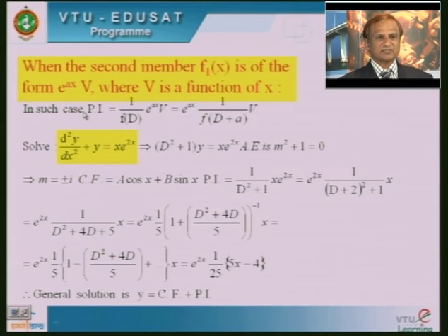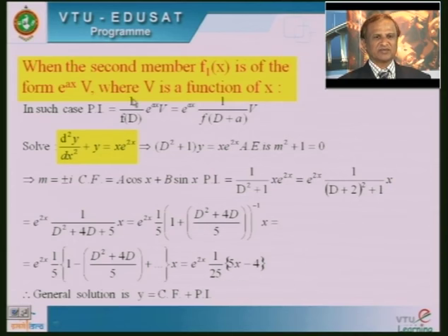Friends, we want to move into another type, namely when the second member f(x) is of the form e raised to ax into v, where v is a function of x. Is it clear? The right hand side member is of this type. How are we going to calculate a particular integral?